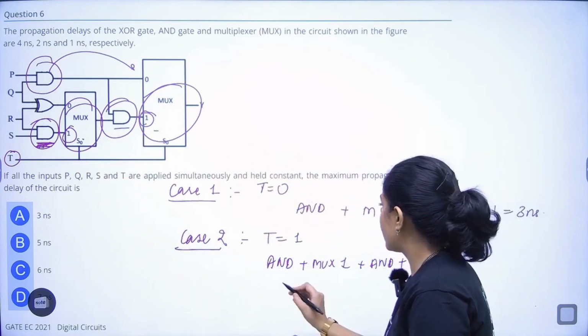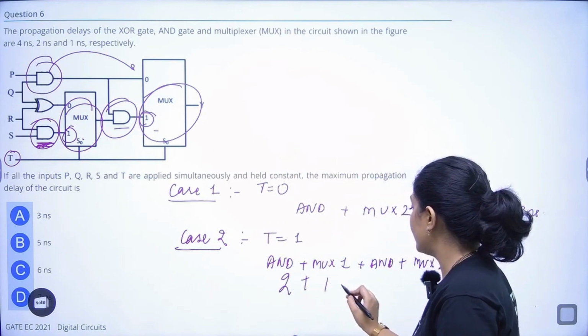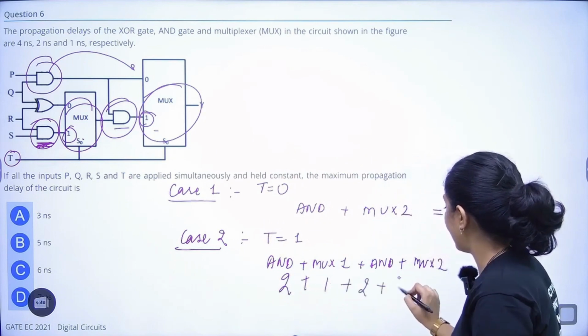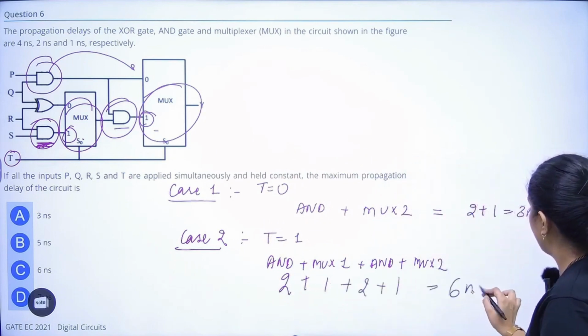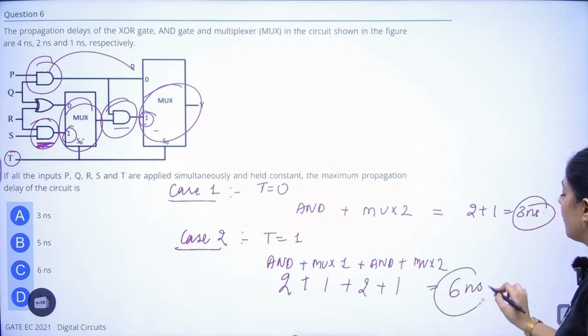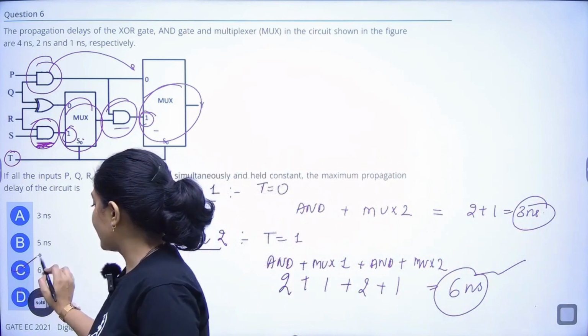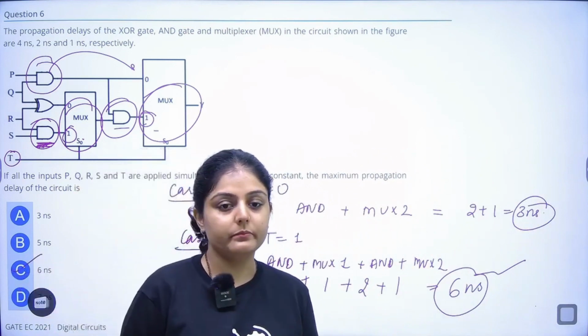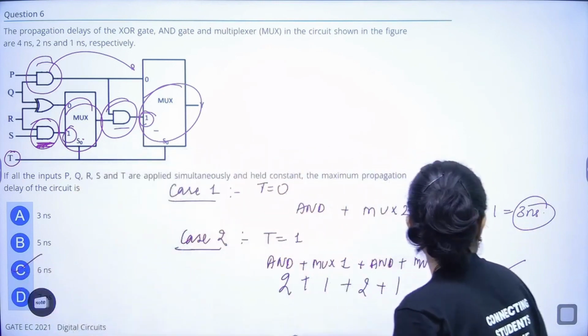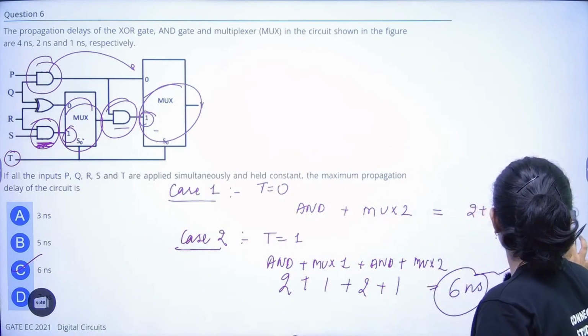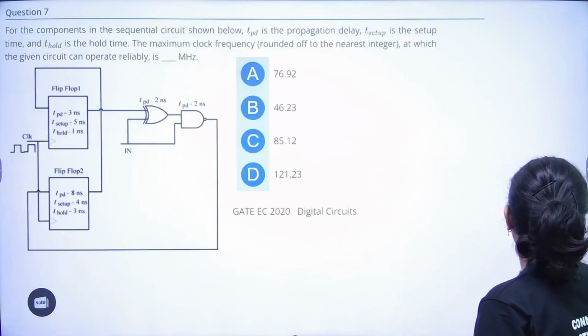So what will be the propagation delay? 2 plus 1 plus 2 plus 1. So the maximum propagation delay out of both of them will be 6 nanoseconds. So 6 nanoseconds will be the maximum propagation delay. Right. Moving on to the next question.